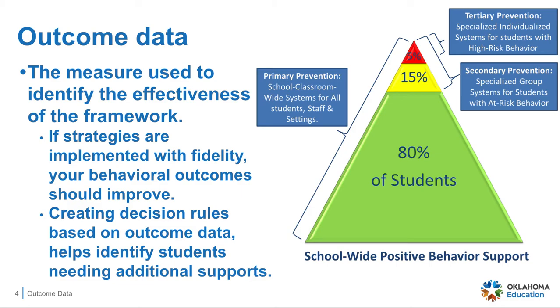The MTSS triangle reminds us that when PBIS is implemented, 80% of students should be successful with Tier 1 supports. However, when the need arises, you can use outcome data and decision rules to help identify students needing additional supports and interventions.